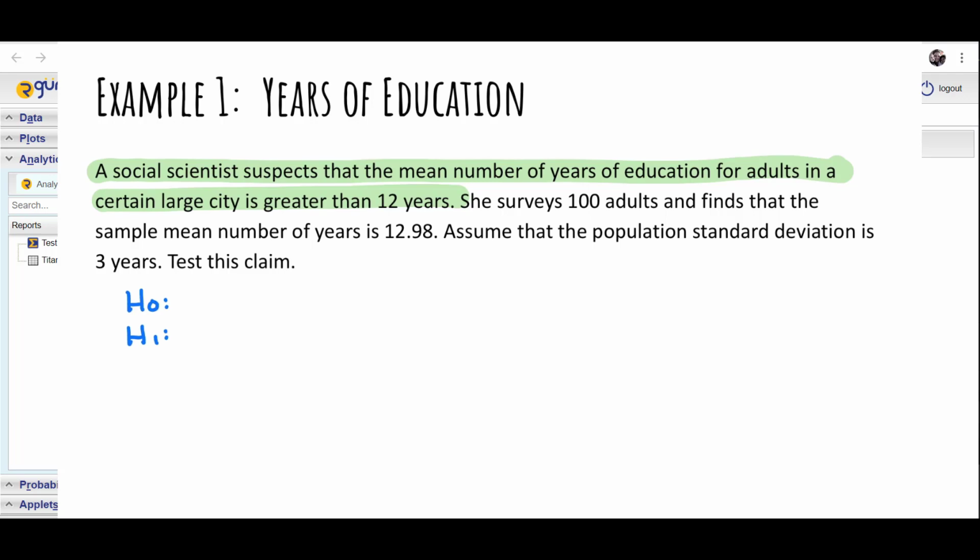So we're testing a mean. So I'm going to start by writing mu, and recall the null is always equals. So the social scientist suspects that the mean number of years of education for adults in a certain large city is greater than 12. So I went ahead and filled in the alternate statement based off of the claim, and then remember the two numbers have to match.